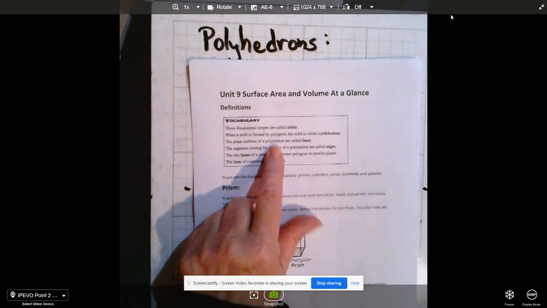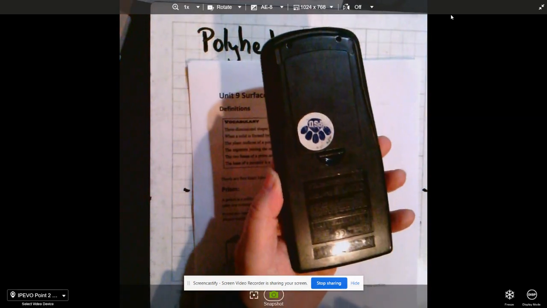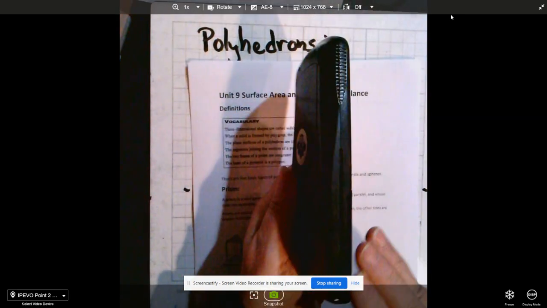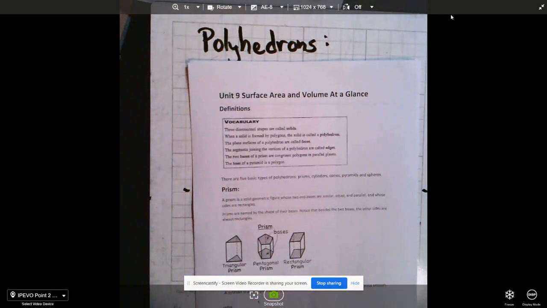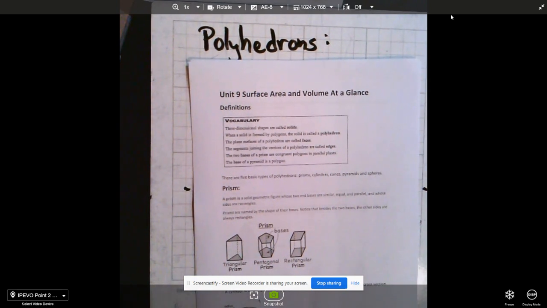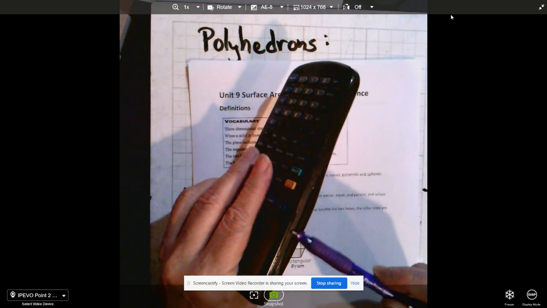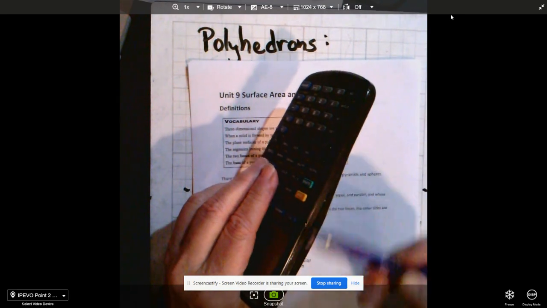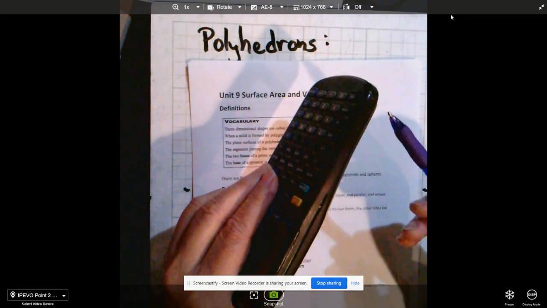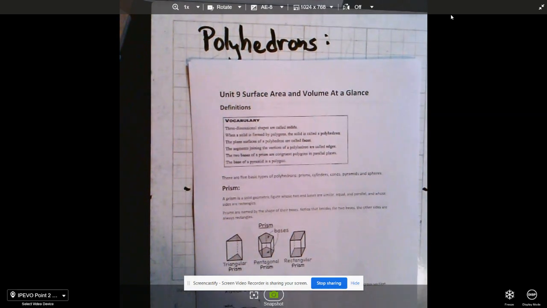The plane surfaces of a polyhedron are called faces. So again, if I use my calculator, this is a face, this side is a face, this is a face, and so on. Segments joining the vertices of a polyhedron are called edges. So again, back to my calculator, it's kind of obvious. This here is an edge. It joins this face and this face. So right here would be an edge. This would be an edge. It's really basically what you would think an edge to be.